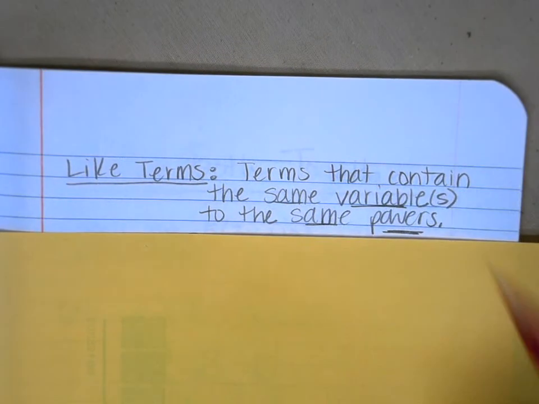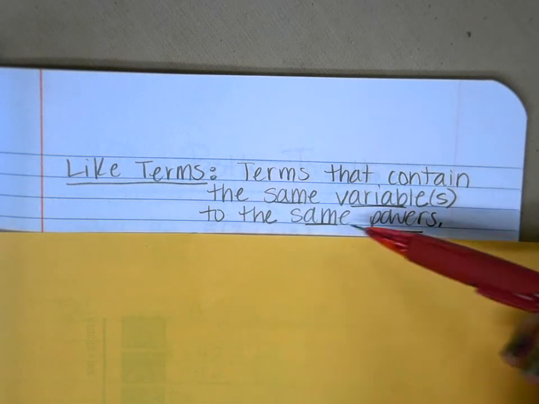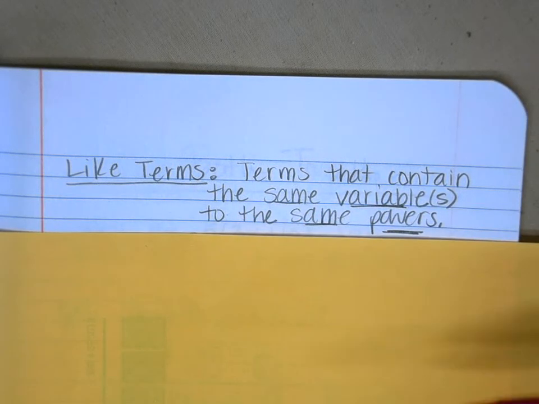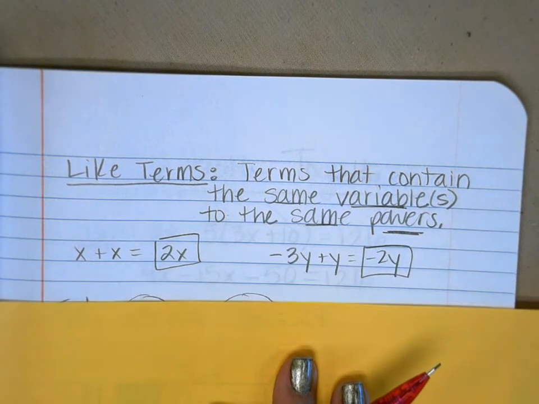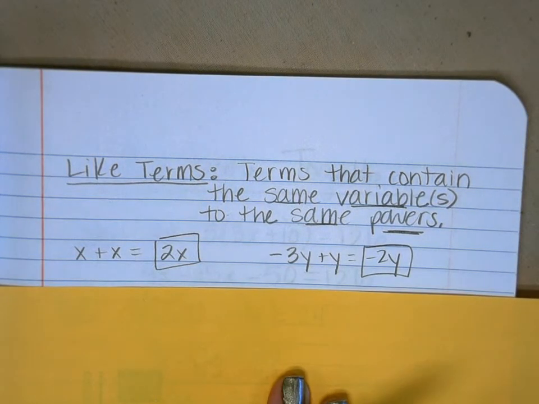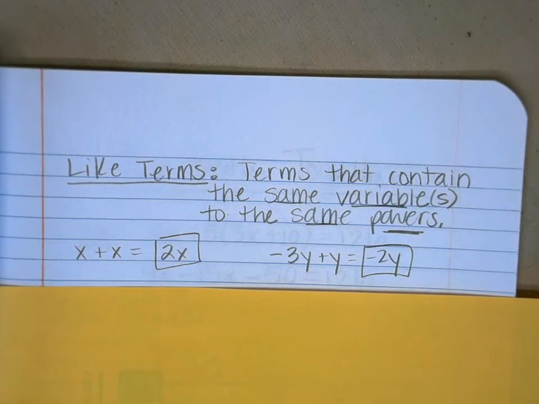Alright, so like terms. Like terms are terms that contain the same variable to the same powers. Here are some examples. Same variable to the same power. You could have x squared, x cubed, but we're not going to do those quite yet.